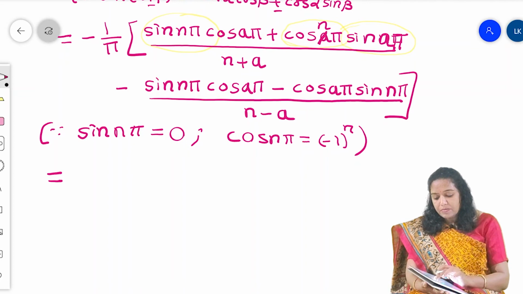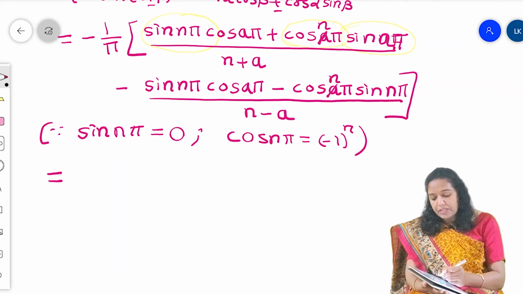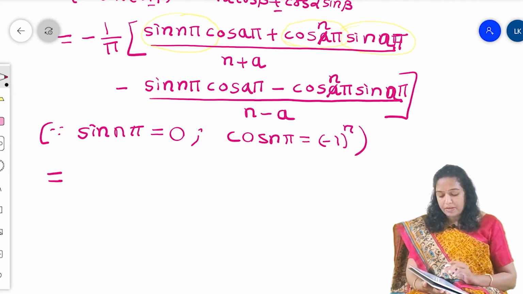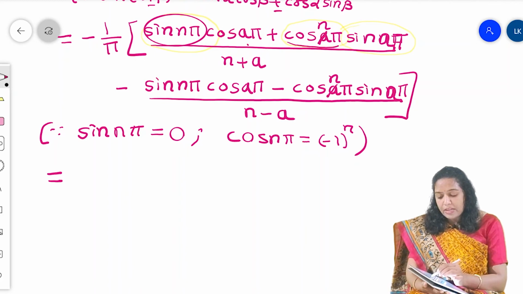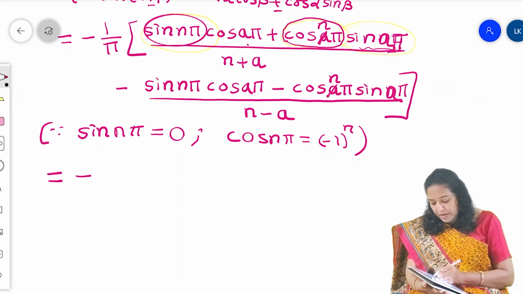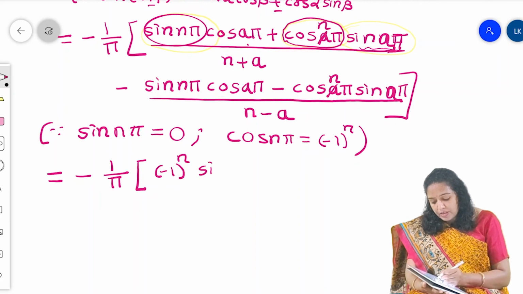Similarly, in the second term, I just copy here from the first term, that is here it is n pi and here it is a pi. Clear? Now let us see. Sin n pi is 0, 0 into anything 0. Cos n pi is minus 1 raised to n into sin a pi upon n plus a. That is minus 1 upon pi in bracket cos n pi, that is minus 1 raised to n, sin a pi upon n plus a.